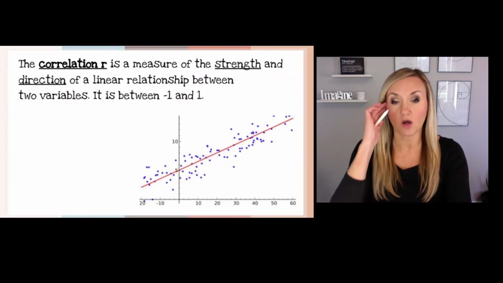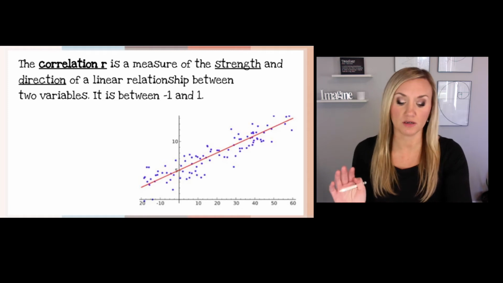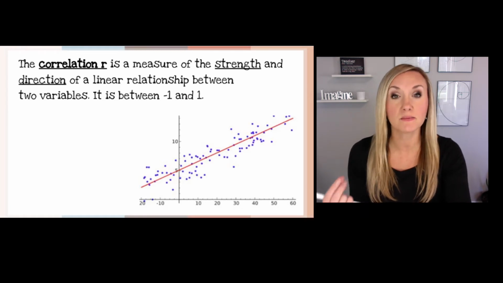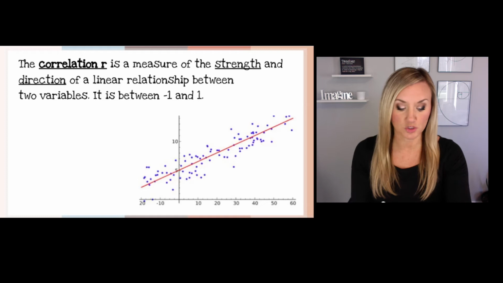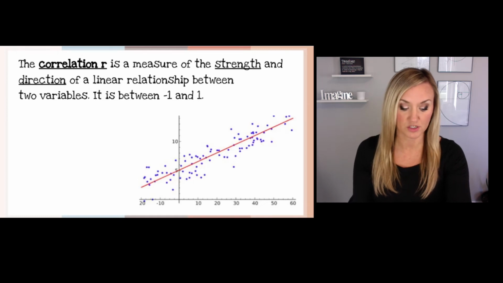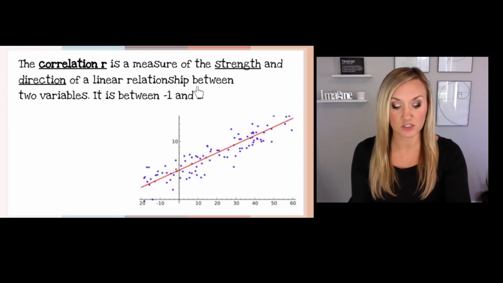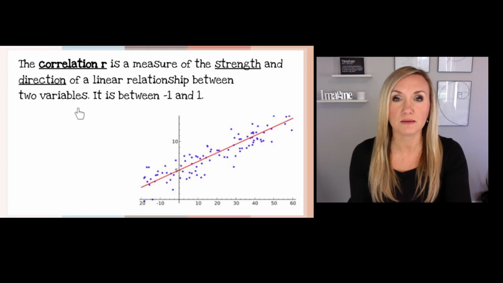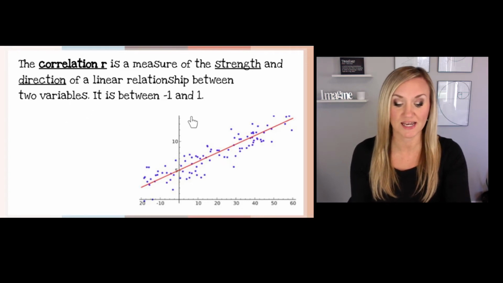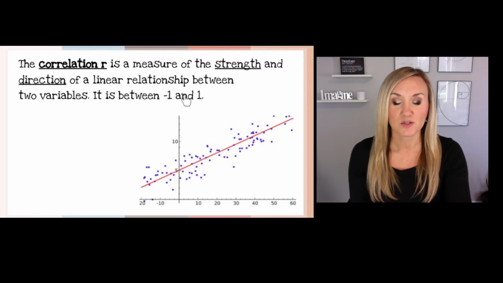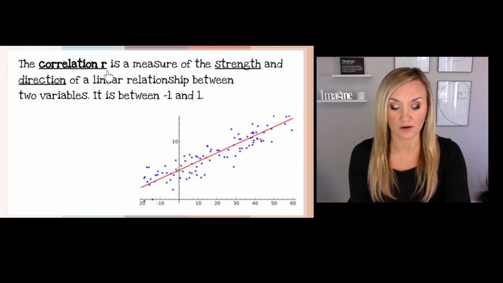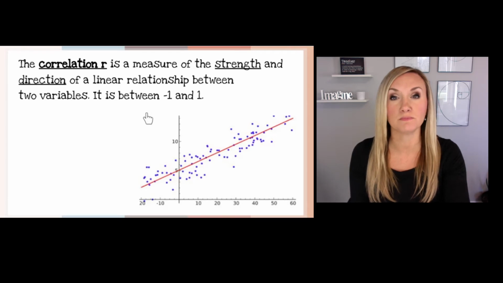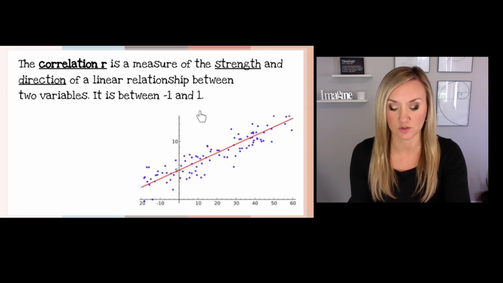So let's first talk about correlation in terms of R. It is the measure of the strength and the direction of a linear relationship between two variables. So far, we haven't been able to put a number to it, and today we are. Our correlation R is a number between -1 and 1.